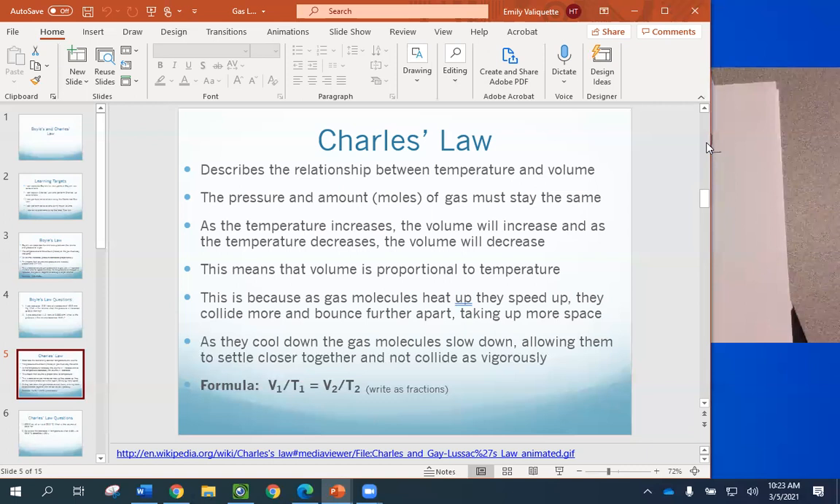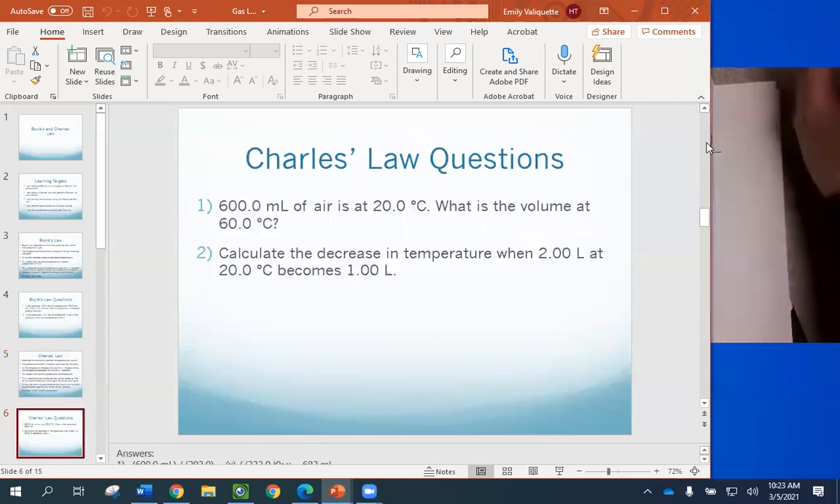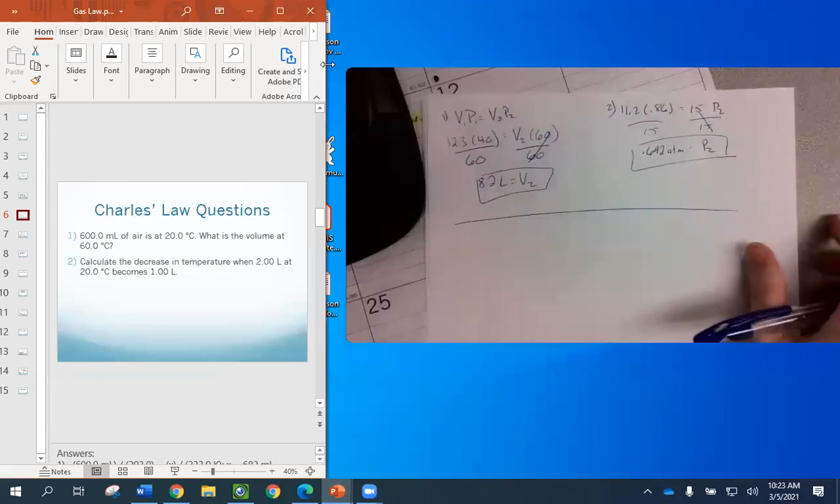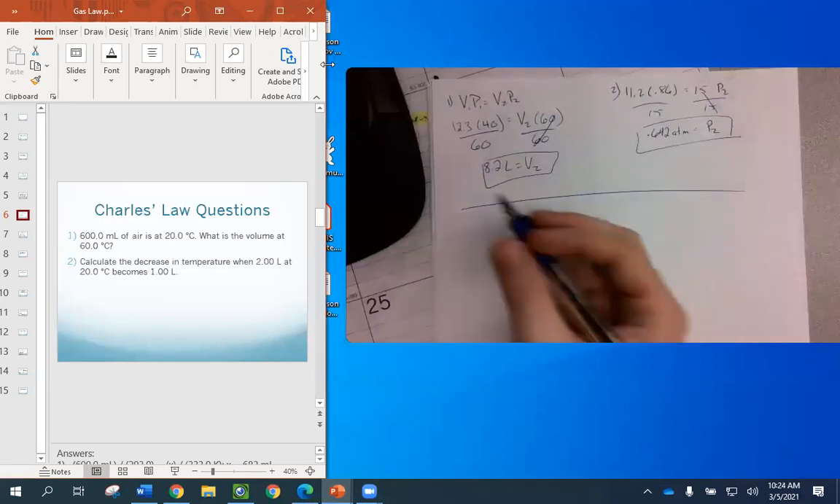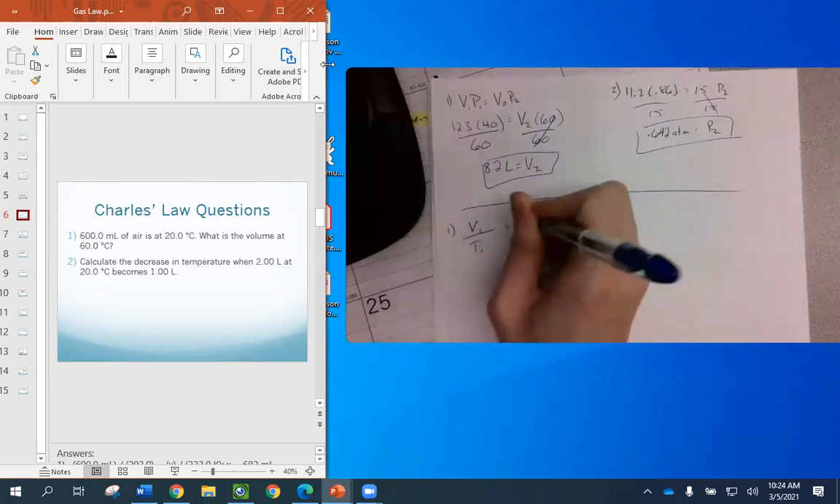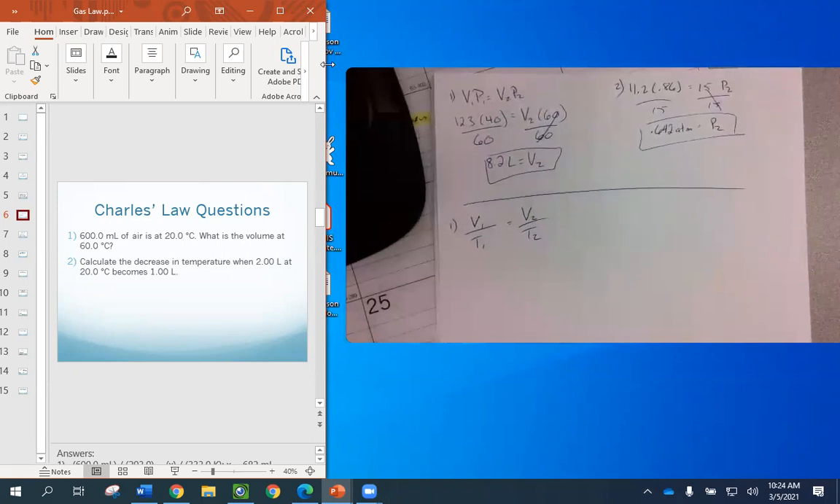So the formula for this is V1 over T1 equals V2 over T2. And let's use that to solve some of these problems together. We'll go through the first one with me walking you through it, and then you can try the second one on your own. So again, the formula is V1 over T1 equals V2 over T2. I'm going to plug in my initial volume of 600 milliliters.